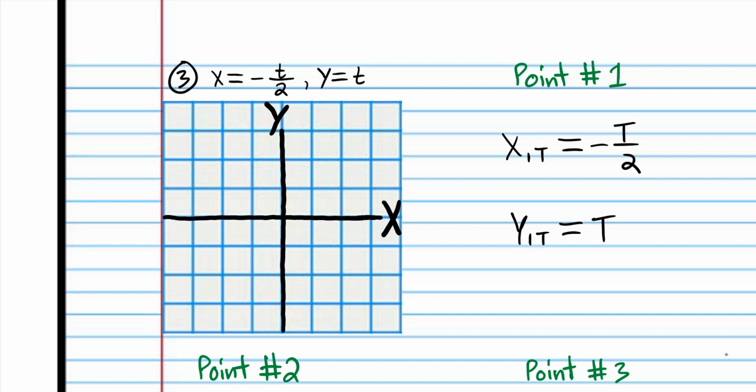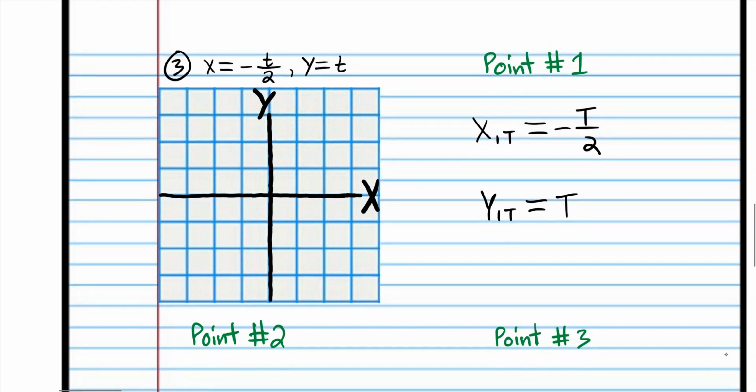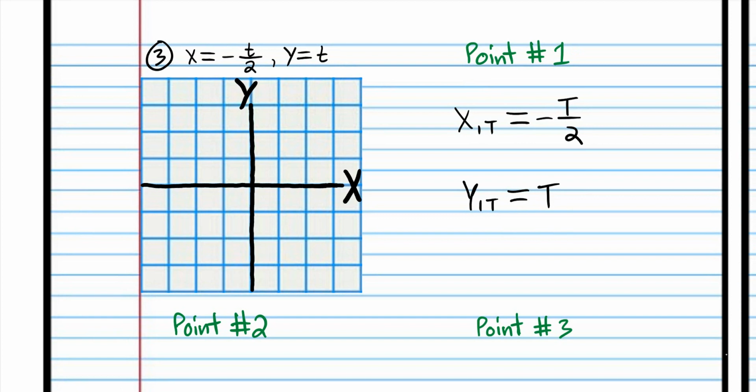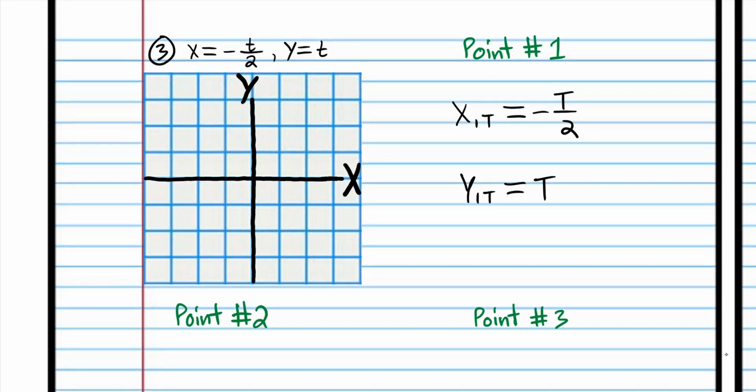Press the graph button, and you should see what looks like a line. Now again, if you don't see a line, then that means that there's probably something wrong with your window screen. You need to go back and change that.